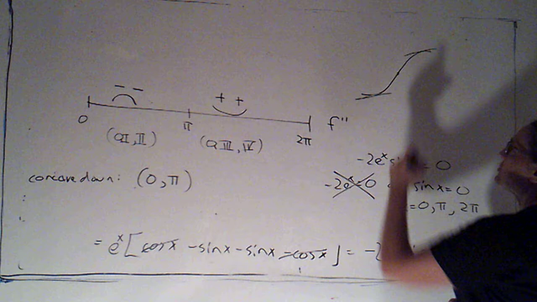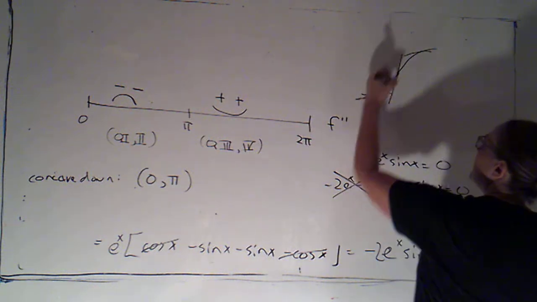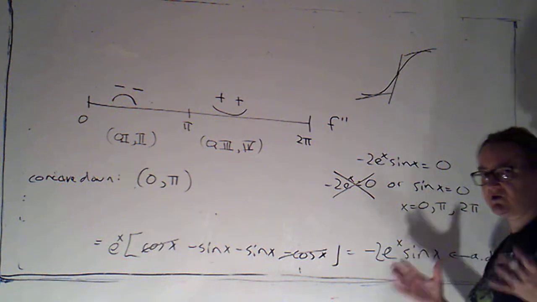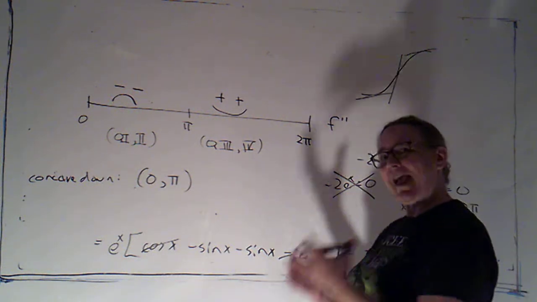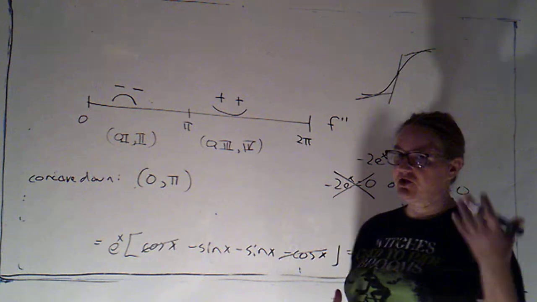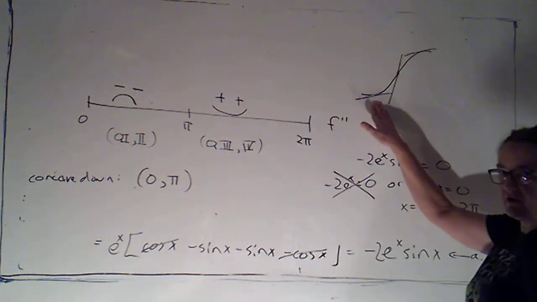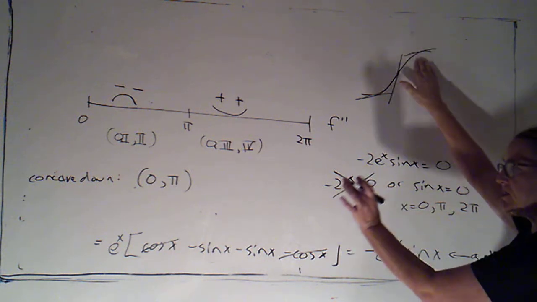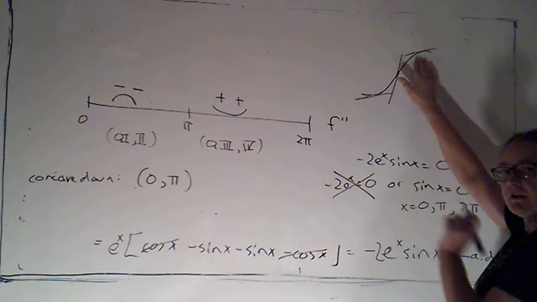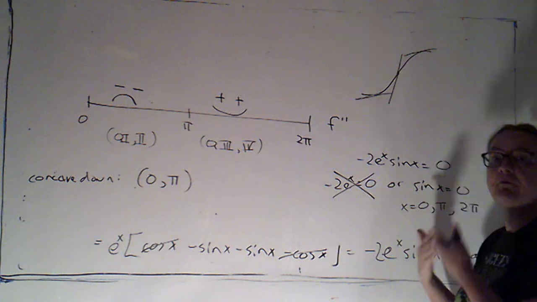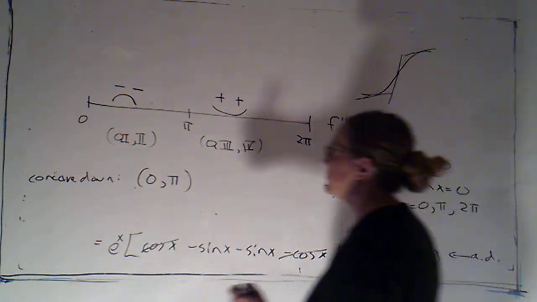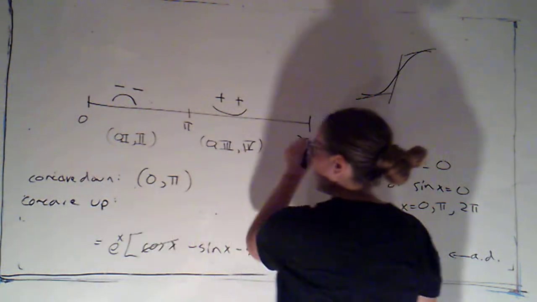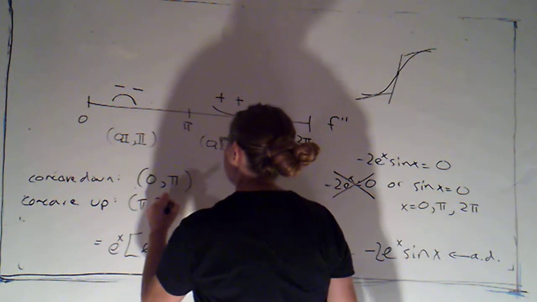Here's my point of inflection where we change. The tangent line crosses the curve. So at a point of inflection, the tangent line will cross the curve. Therefore, at that point, we don't satisfy the definition for concave up, tangent line below the curve, or concave down, tangent line above the curve. So we don't include finite endpoints for intervals of concavity, but we do if we have a continuous function for intervals of increase and decrease. Okay, and then we're concave up, of course, from pi to 2 pi.